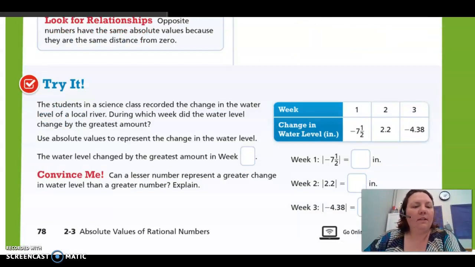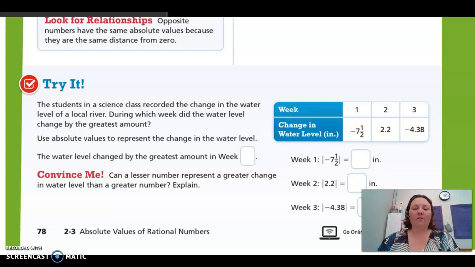So the students in a science class recorded the change in the water level of a local river. During which week did the water level change by the greatest amount? Use absolute values to represent the change in the water level. The water level changed by the greatest amount in week blank. So by what level did it change by?